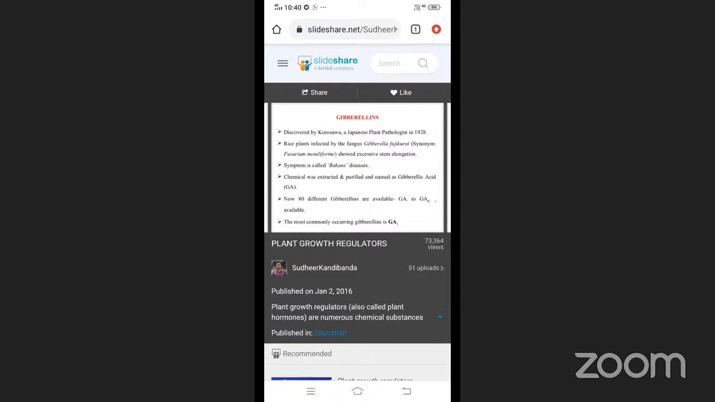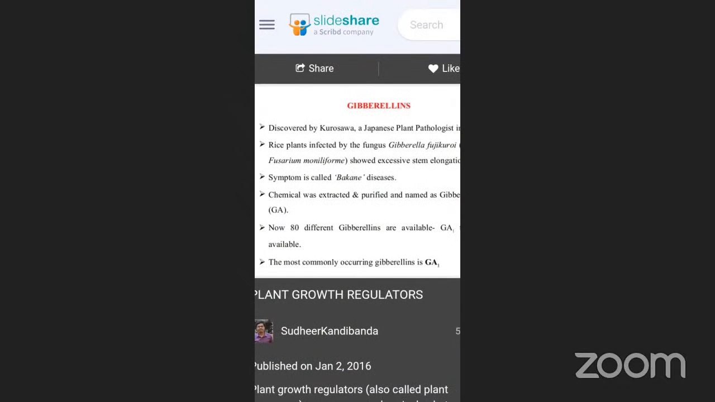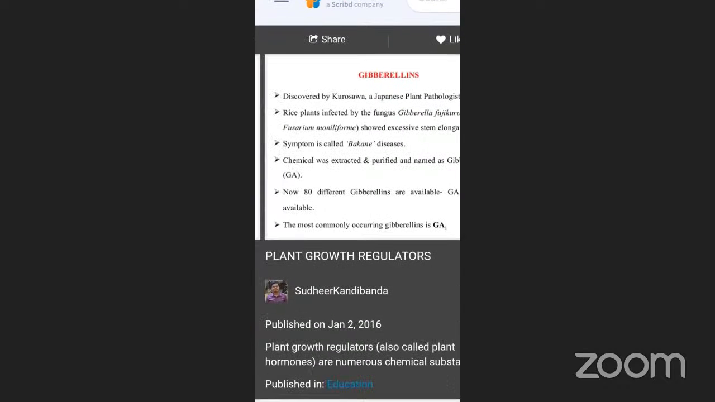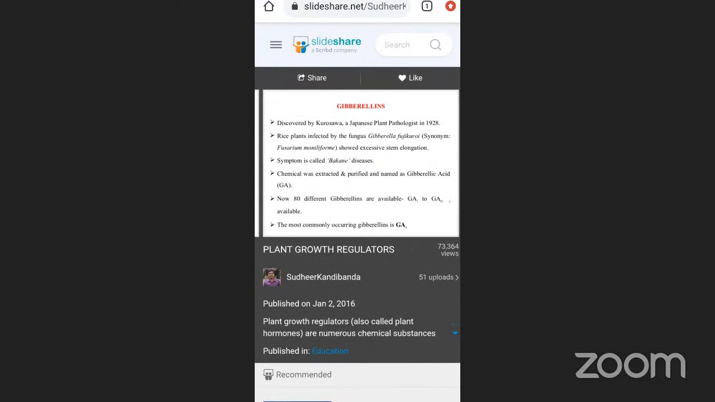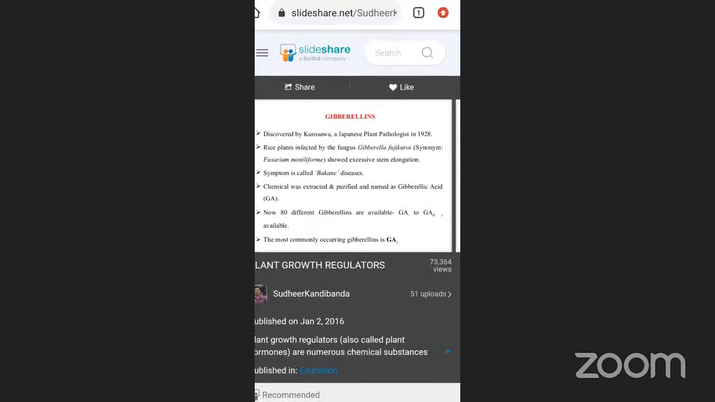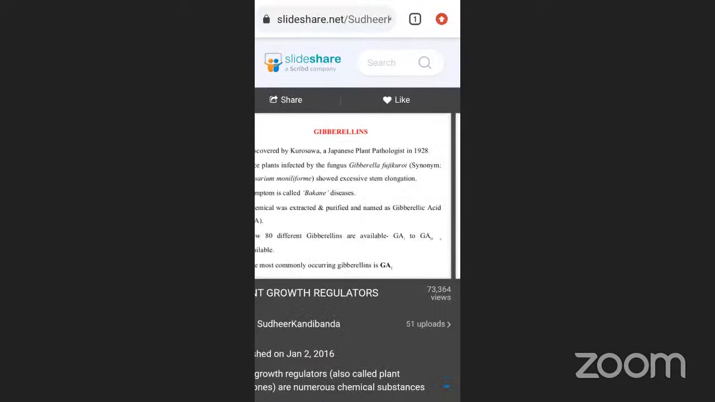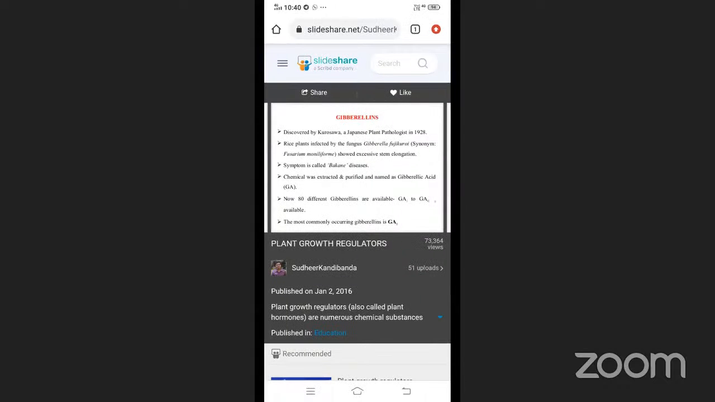The gibberellins strongly promote plant growth, especially of the stem. These gibberellins were first identified by Kurosawa from the Gibberella fujikuroi fungi. From the Gibberella fujikuroi fungi these gibberellins were isolated. This fungus causes a bakanae disease, where there is no flowering and fruiting in the plants.